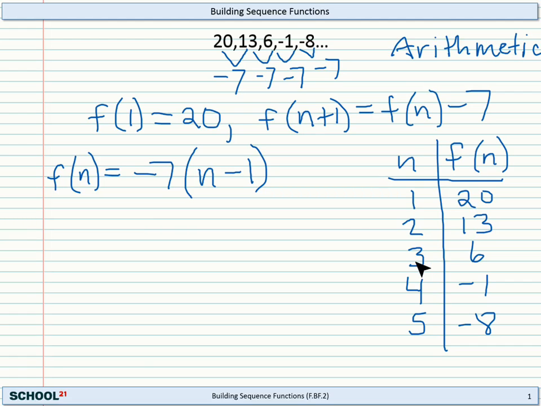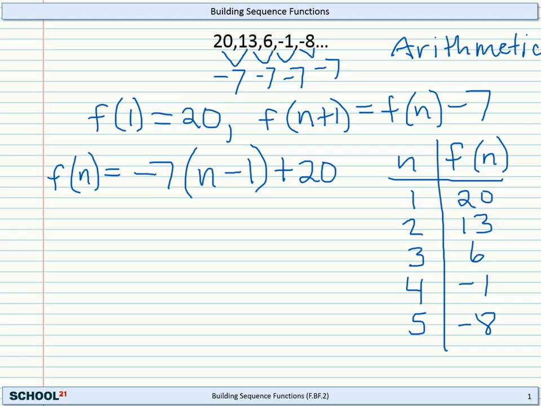Okay, so let's just review what that means. If we're here at 3, for instance, the third term, we've added negative 7 once, twice. We haven't added it 3 times. So we wouldn't want to say negative 7 times 3. We would want to say negative 7 times 3 minus 1. So that's 2, because we've only added negative 7 twice. Now, what have we added that negative 7 to? Well, the very first value, that 20. So we can add that to 20.